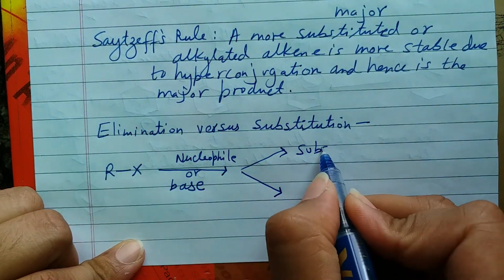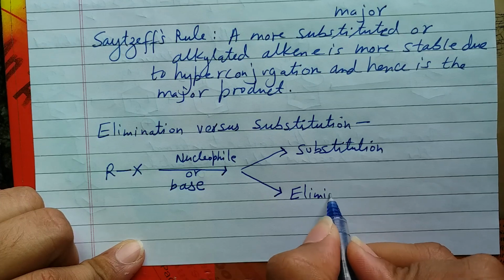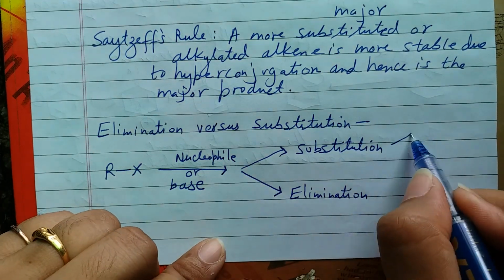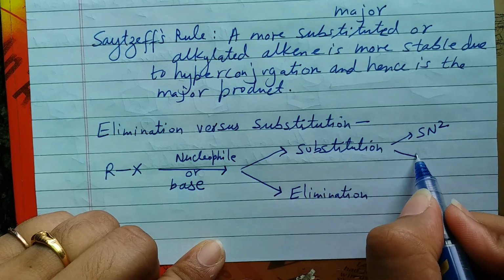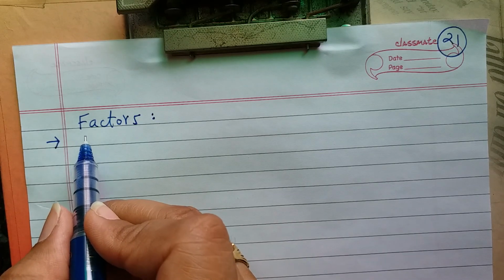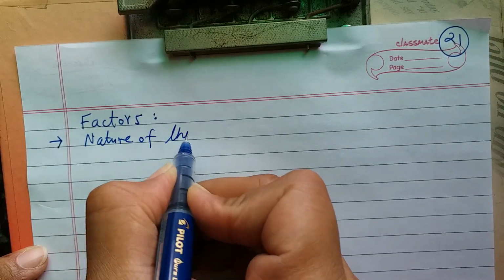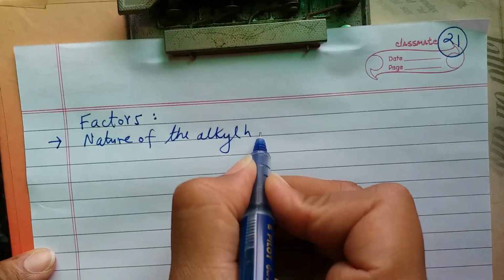Either it can undergo substitution, or it can result in elimination. And in substitution further, it can take place either via the SN2 mechanism or via the SN1 mechanism. So alkyl halides, when they react with nucleophiles or a base, can either undergo substitution via SN2 or SN1, or they can undergo elimination. Now let's see what factors will decide whether it will be substitution or elimination. The factors are: number 1, the nature of the alkyl halide used.